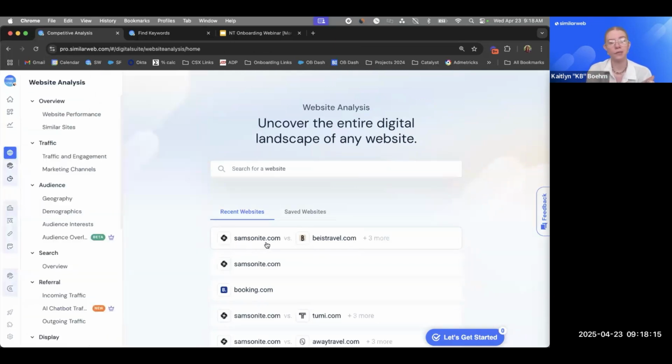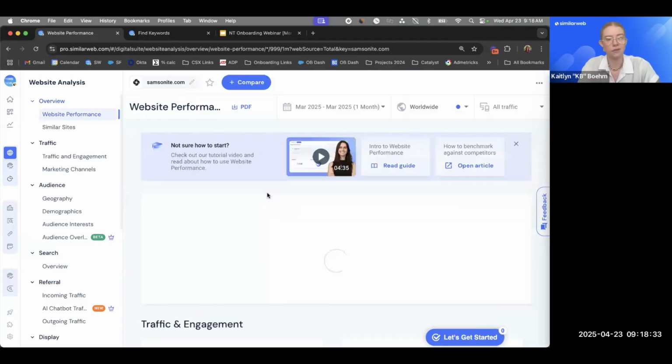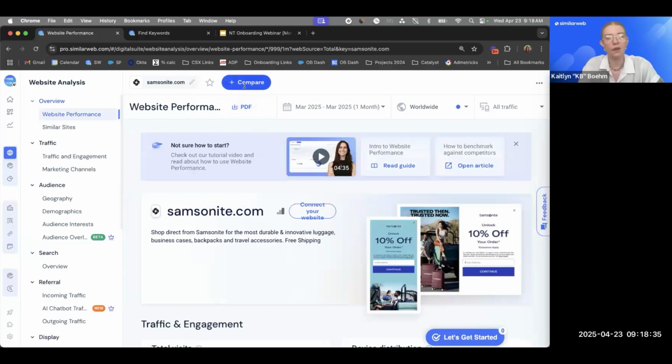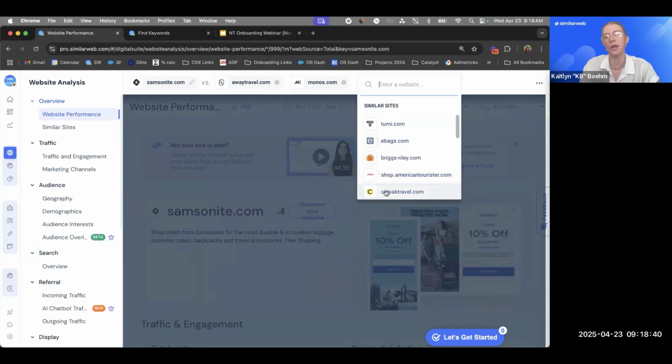And if you popped in that Samsonite within your project, we were looking at Samsonite and Away Travel and all those other competitors at the very beginning. As long as you put those sites into your project, all you have to do now is go in here and you can search for the exact same sites. So I'm going to do Samsonite, and then we just go ahead and compare. So I'm going to do the Away Travels. I'm going to do the Monos. I'm going to do the CalPak.